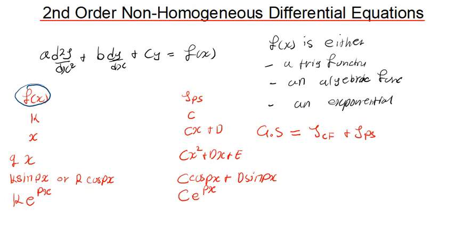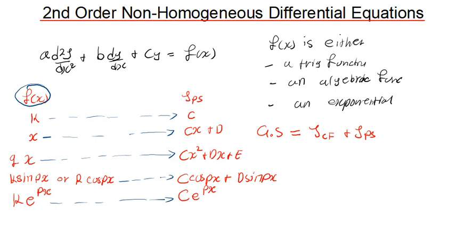In this case, if it's a constant, you're just going to use c. If it's x, you're going to use cx plus d. If it's a quadratic form of x, you're going to use that. If it's a trig form, you're going to use that. If it's an exponential, you're going to use that. This makes sense for indeterminate coefficients: f of x is either a trig function, an algebraic function, or an exponential function.